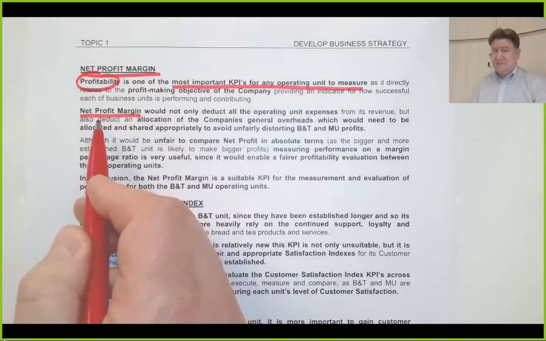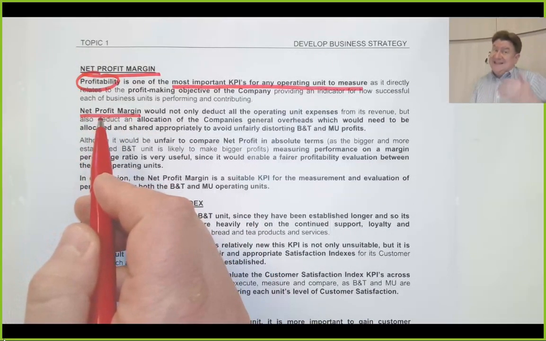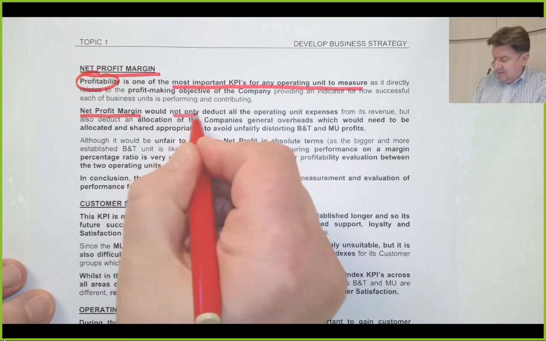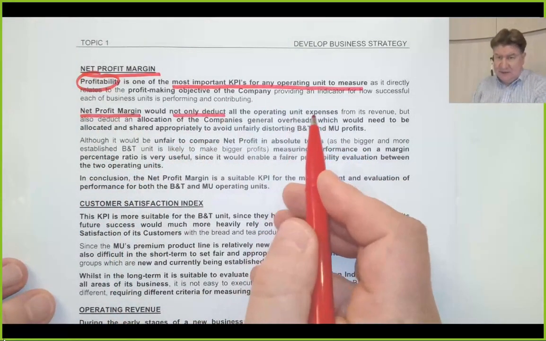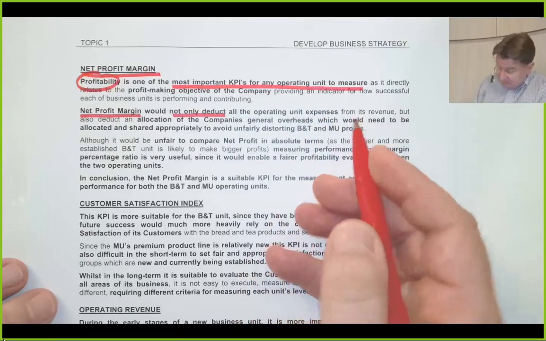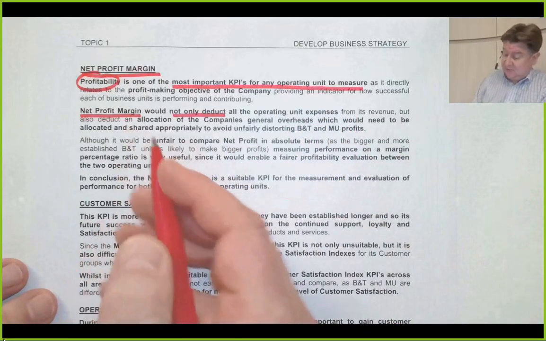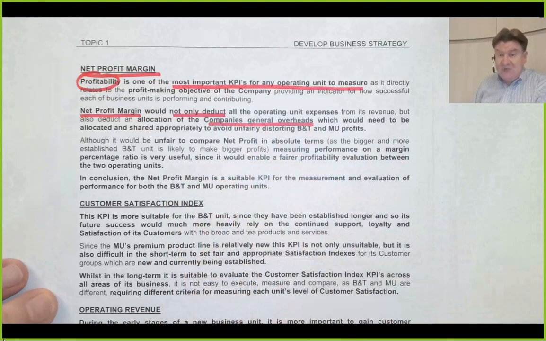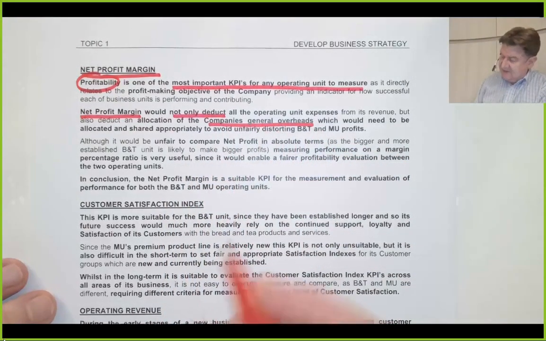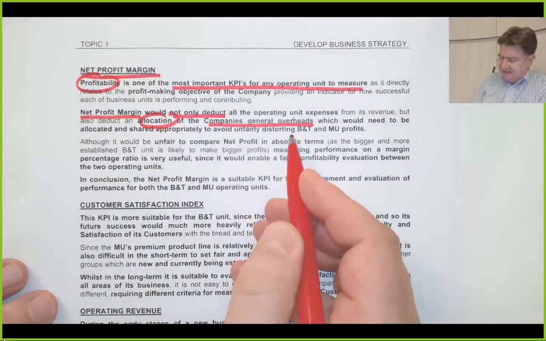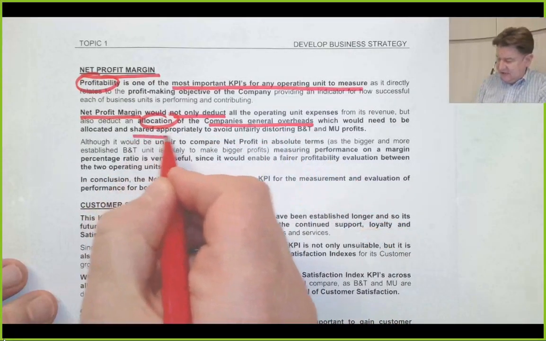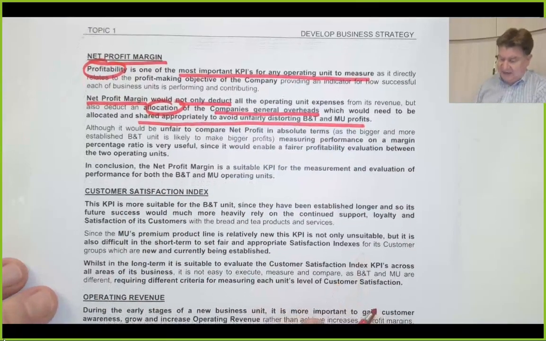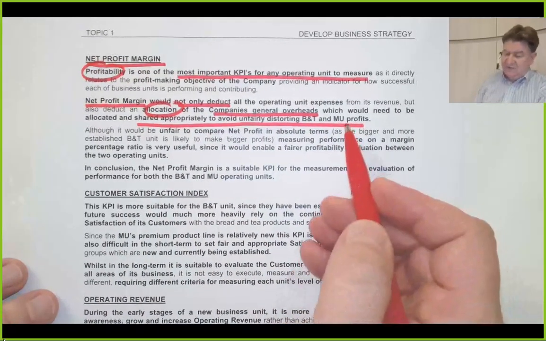This is not operating profit. This is not gross profit. This is net, the bottom line. That means it's not only deducting things like the operating unit expenses from the revenue, but also, because it's bottom line profit, it would deduct these, the general overheads of the business. So we'd have to think about how those have been allocated, because they should be shared appropriately to avoid unfairly distorting the bread and tea and the MU profits.